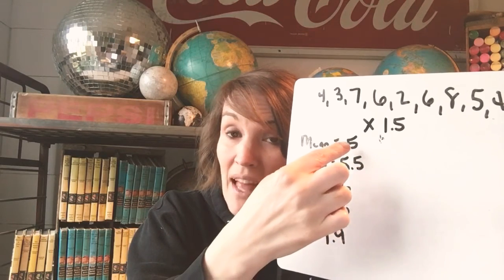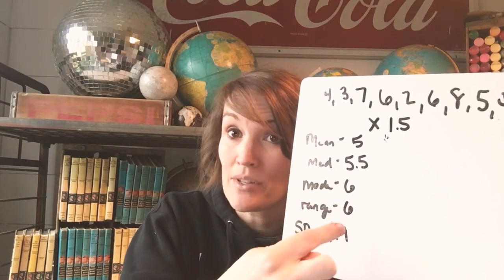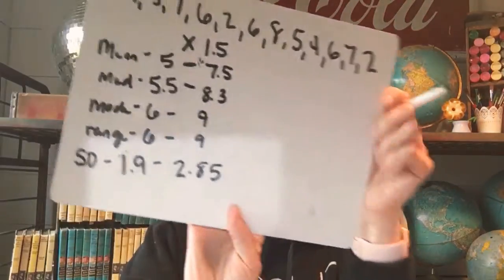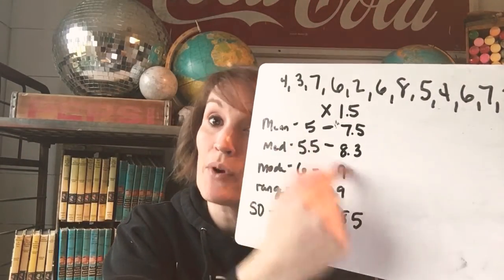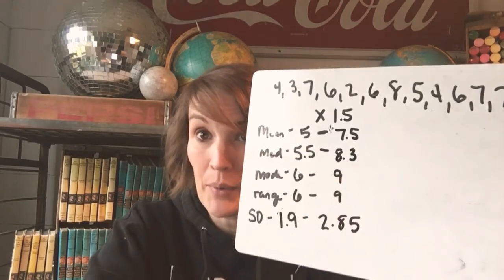So we have to multiply each one of these numbers by 1.5. And when I do, 5 times 1.5 is 7.5. 5.5 times 1.5 is 8.3. 6 times 1.5 is 9. And 1.9 times 1.5 is 2.85. So that's how all those changed. They were multiplied by 1.5.